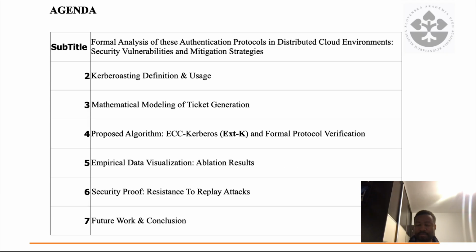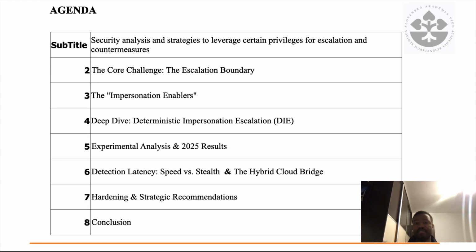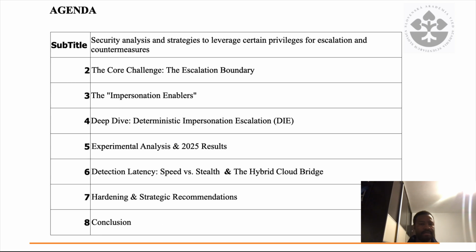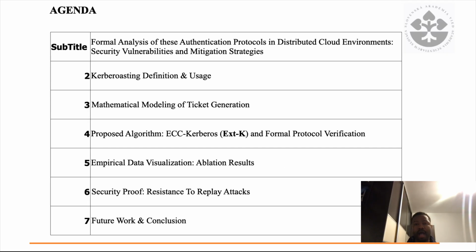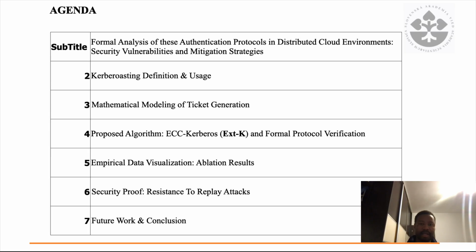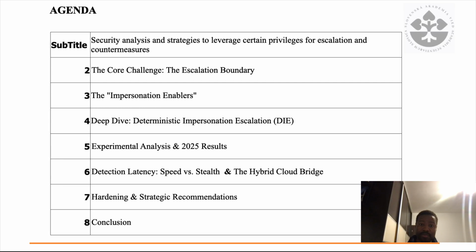The fourth will be our proposal, which is an extension of the Kerberos system, and we will highlight also the formal protocol verification. And the fifth point will be the experimental data visualization, which we will explain in deeper, or ablation study. The sixth point will be the security proof, the resistance to replay attack, how our proposal helps against replay attack. And then the last one will be the future work and conclusion.